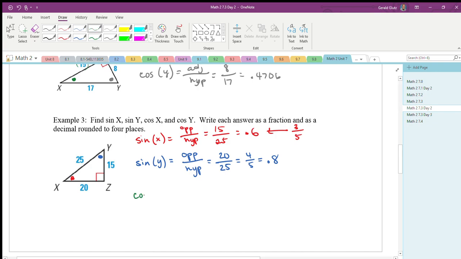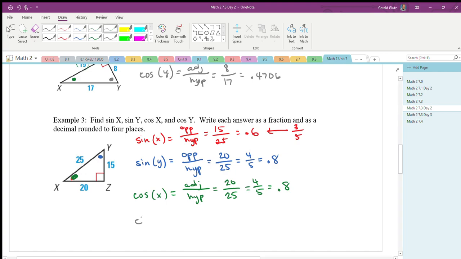So moving on now, cosine of x. So again, I'm looking at angle x over here. So cosine is CAH, so CAH TOA. So that's adjacent over hypotenuse. So the adjacent side, the adjacent leg to angle x would be 20. The hypotenuse is 25. So that's 4 over 5 or 0.8.